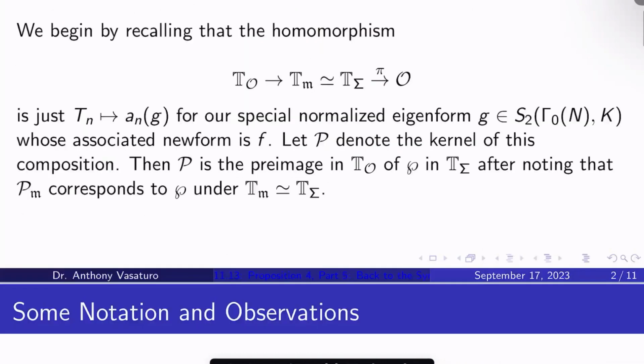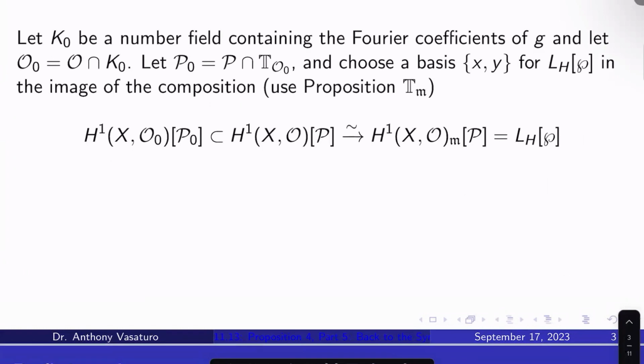Okay. So we're going to let K sub 0 be a number field containing the Fourier coefficients of that G, and we'll let O sub 0 be O intersect K sub 0. And then we'll let P sub 0 be P intersect T sub O sub 0. And we'll choose a basis xy for LH bracket W_P in the image of the composition that I just described above.